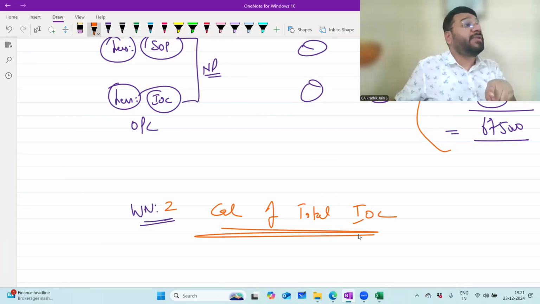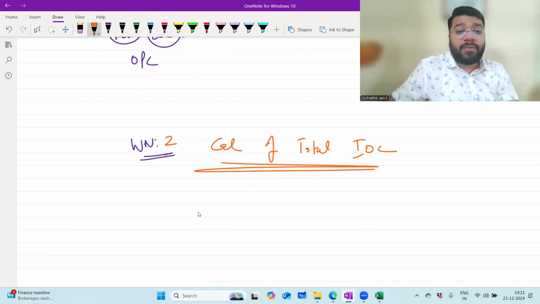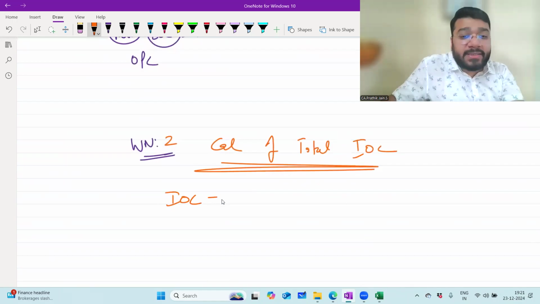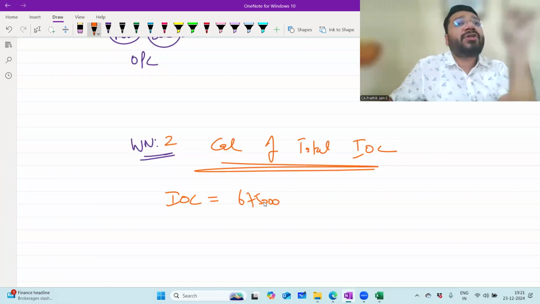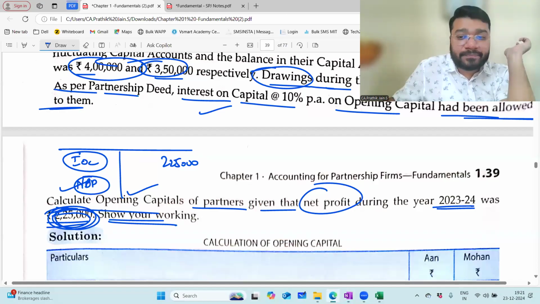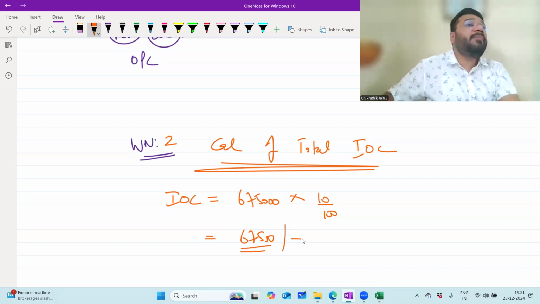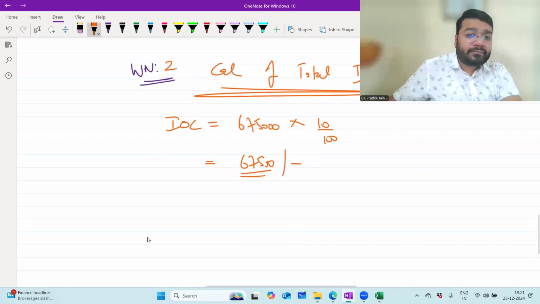I'm not getting individual IOC. I'm getting the total IOC on both the partners. Now, please tell me, interest on capital is equal to the opening capital. What did you calculate as opening capital? 6,75,000. In the question, have they told you anything as additional capital or any drawing against capital? Nothing, sir. So into rate of interest, how much? 10 by 100. So how much is your total interest on capital? 67,500. Any problem? No, sir.